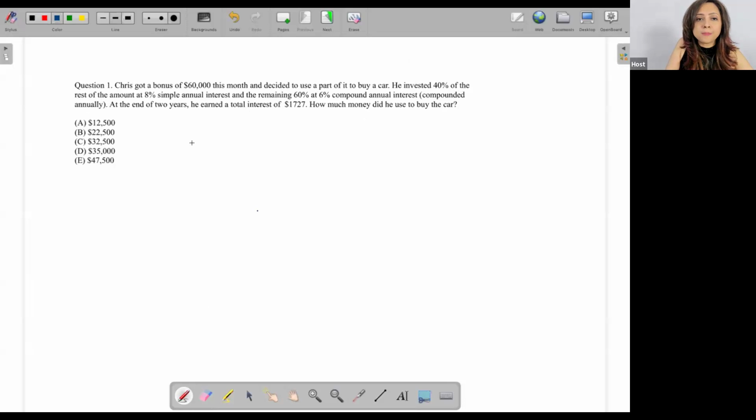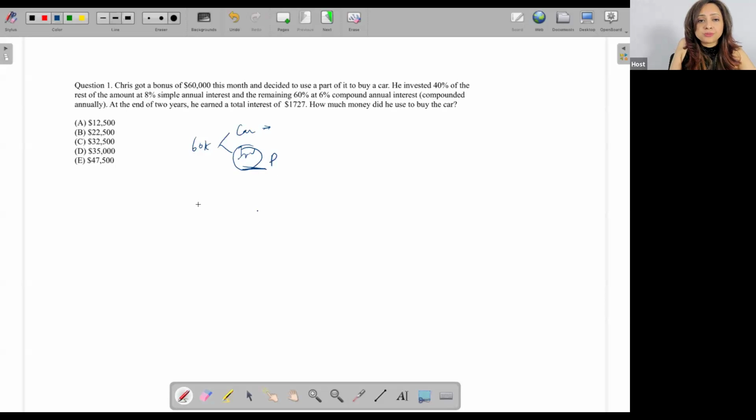So he used some part of this 60K to buy a car and he invested the rest of the amount. But he invested 40% of the rest of the amount at 8% simple annual interest. So let's say this rest of the amount is P. Since there are some complicated calculations coming, and the calculation is going to be on this particular amount that he's investing, it is best to take this as a variable to reduce complexity.